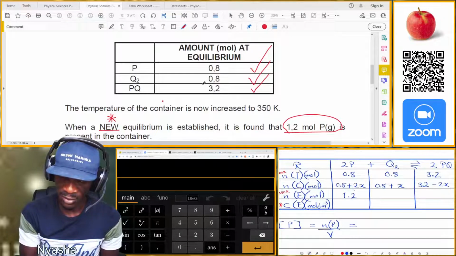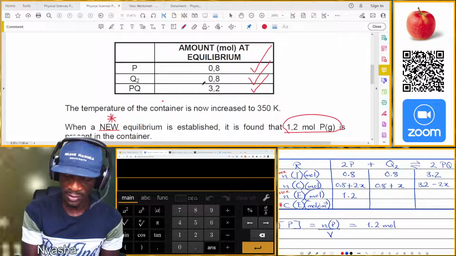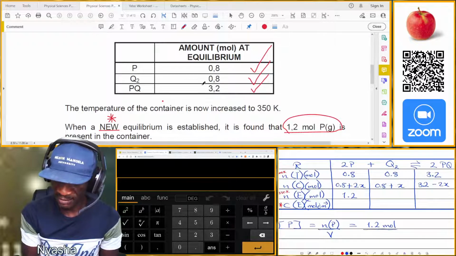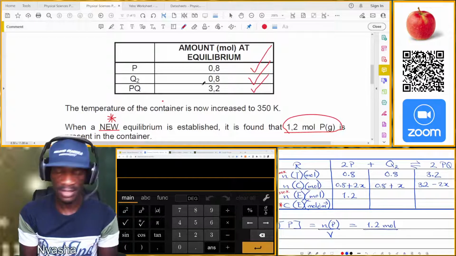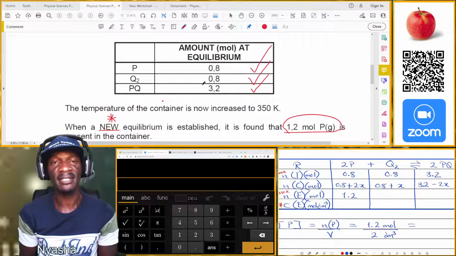What is the number of moles? They told us. It's given. So there is no problem here. 1.2 mole. So these are the units that I'm writing there. Divided by the volume of the container. They told us it is a what? 2 dm cubed container. So this is 2 dm cubed. What does this give you?